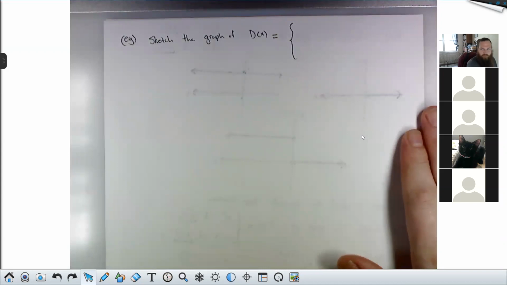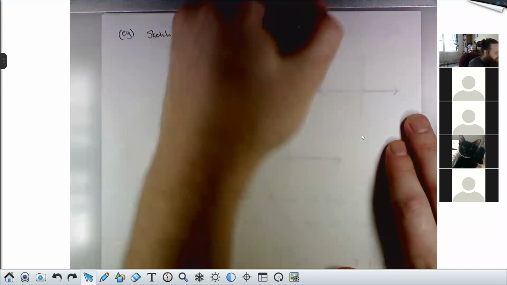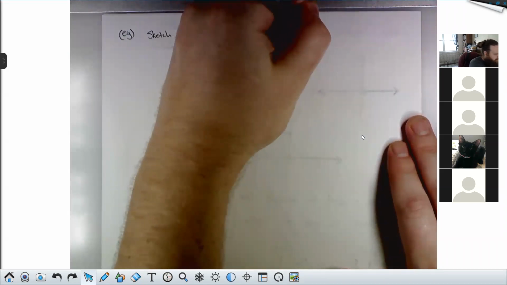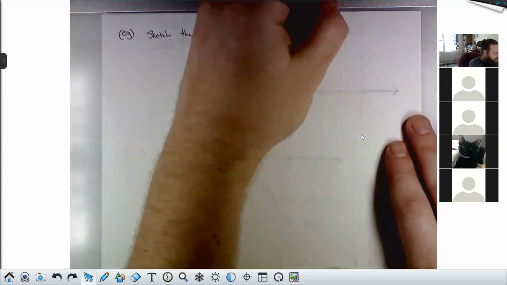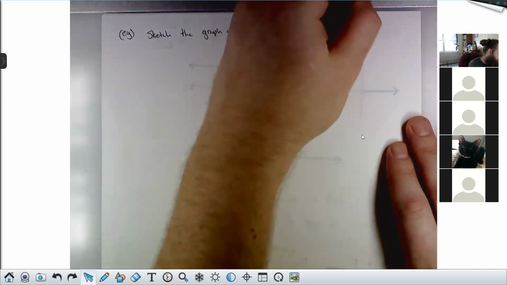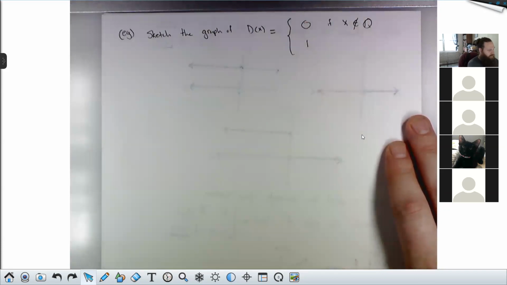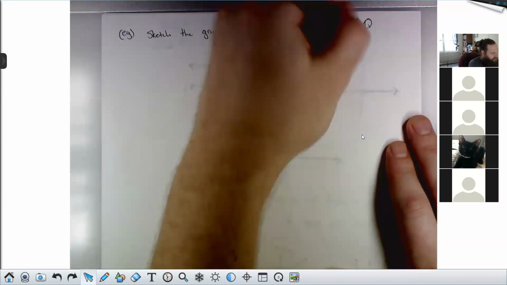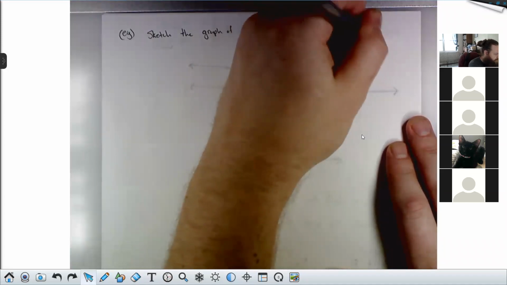This function only ever takes 2 values. There's only 2 outputs. It's piecewise constant, just like the Heaviside function. Sometimes it's equal to 0, sometimes it's equal to 1. But unlike the Heaviside function, the rule is very strange. It's equal to 0 if x is irrational, meaning x is not an element of the set of rationals. And it's equal to 1 if x is rational, meaning x is an element of the set of rationals.